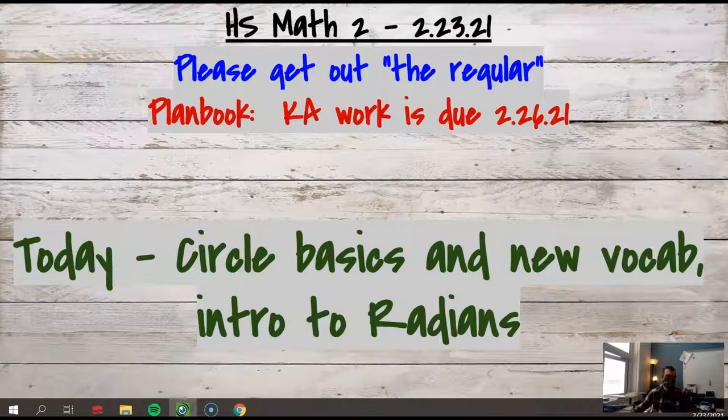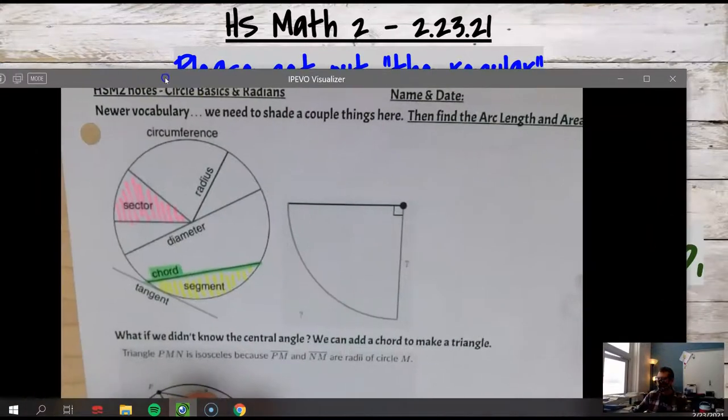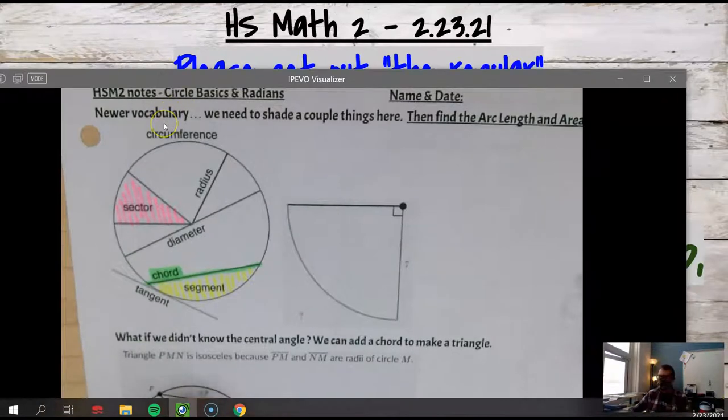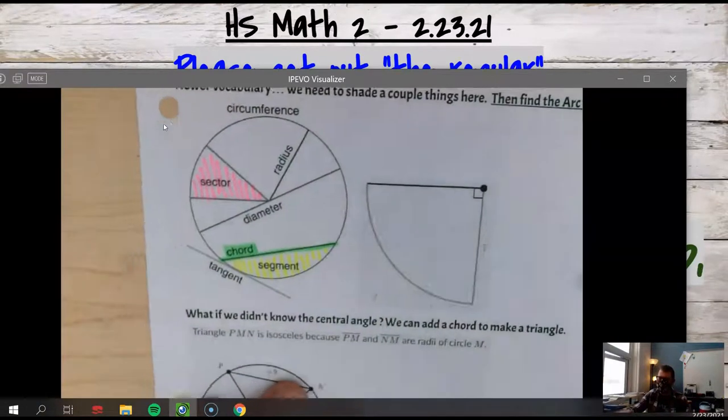All right, anyone able to tell me what we need to highlight and why this being printed out in black and white is not amazing? Very eighth grade answer there. Par for the course. The sector needs to be the entire slice there.